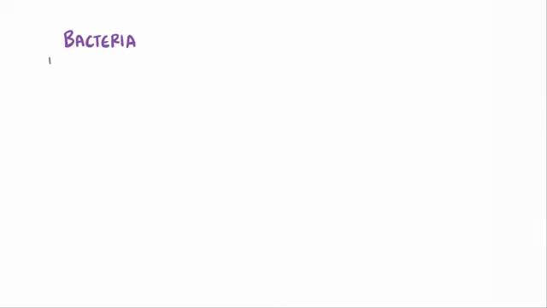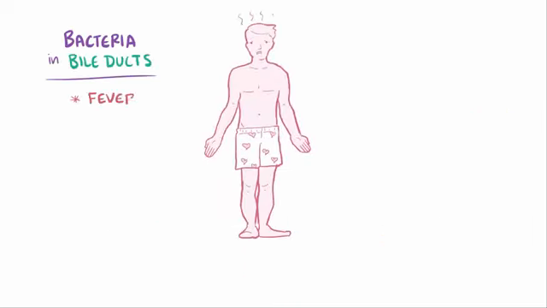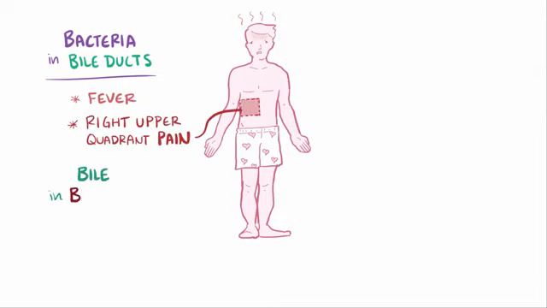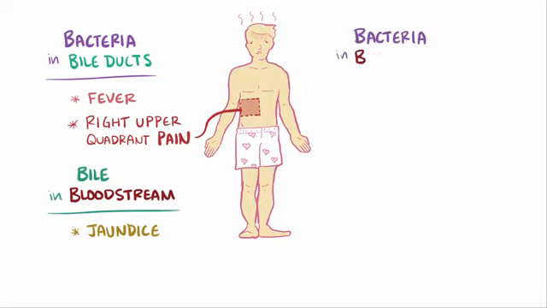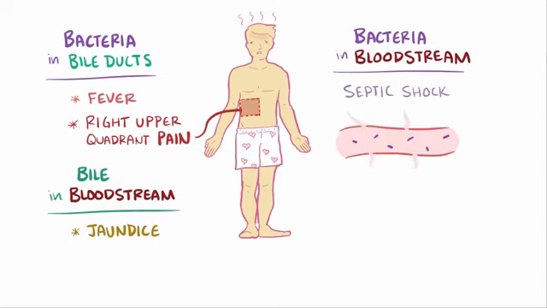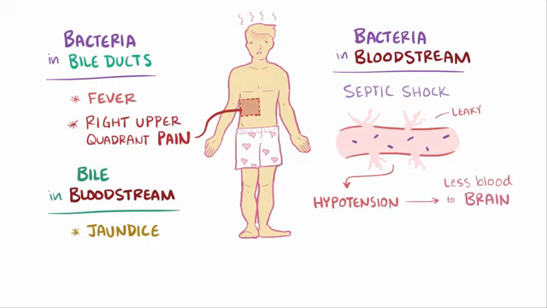Now, a bacterial infection around the bile ducts can cause fevers and right upper quadrant abdominal pain. And if bile starts to back up into the bloodstream, individuals might also have jaundice. But if these bacteria get into the bloodstream, then it can lead to septic shock, which is where the blood vessels become leaky, causing hypotension, which can reduce blood flow to various organs, like the brain, which causes confusion.